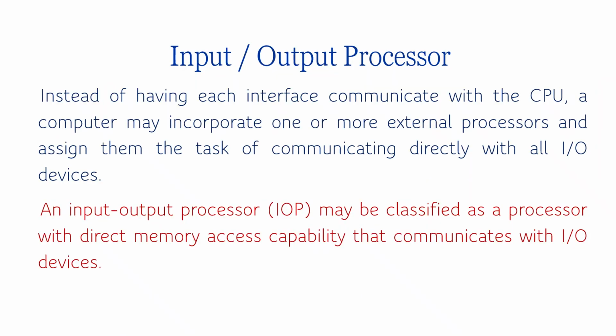Now, let us see about the input-output processor. Instead of having each interface communicate with the CPU, a computer may incorporate one or more external special processors and assign them the task of communicating directly with all the input-output devices. An input-output processor may be classified as a processor with direct memory access capability that communicates with I/O devices.